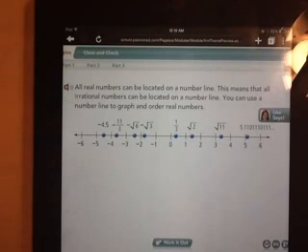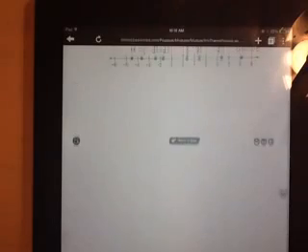All real numbers can be located on a number line. This means that all irrational numbers can be located on a number line. You can use a number line to graph and order real numbers.